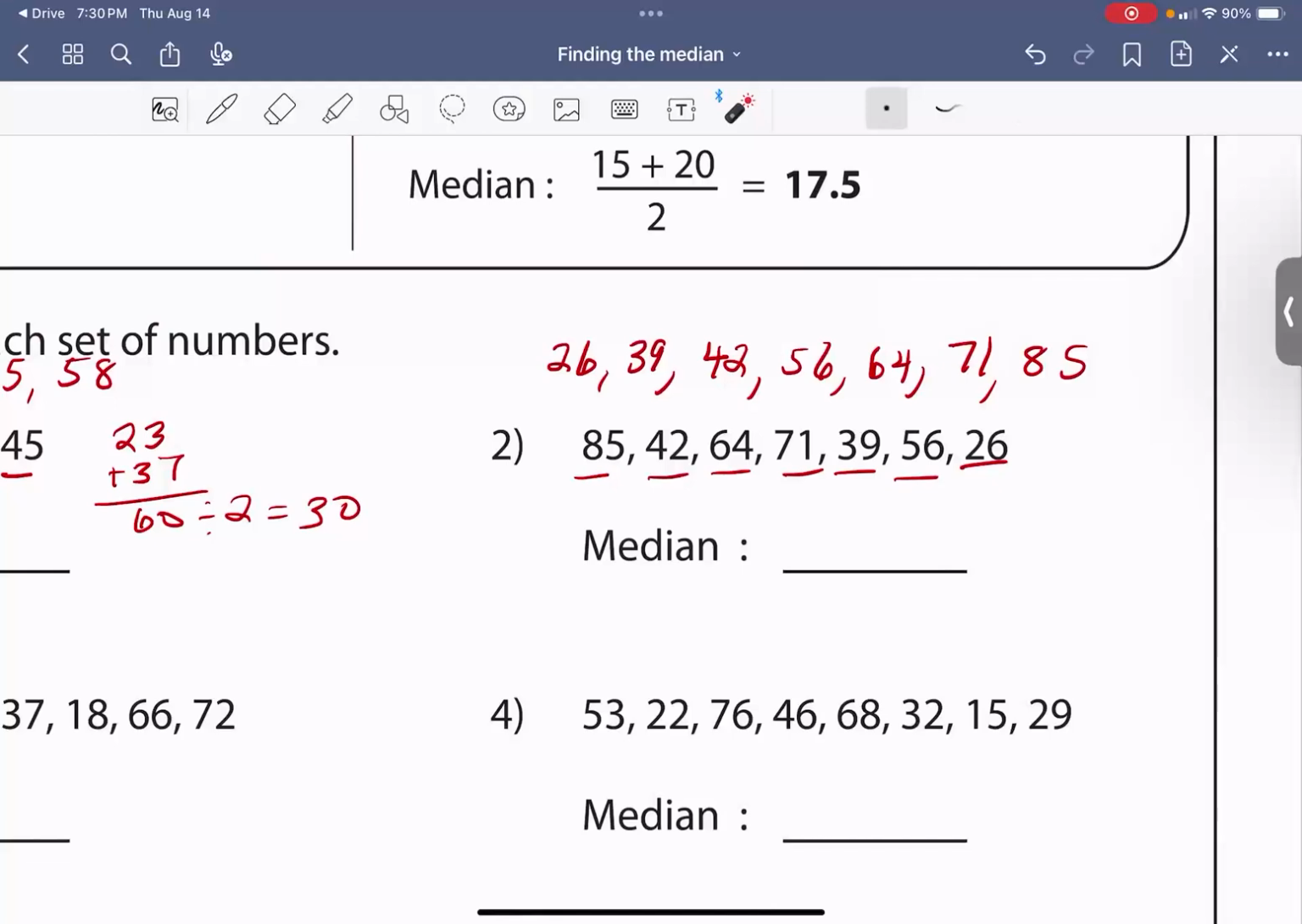So now I'm going to see how many numbers I have. I have 1, 2, 3, 4, 5, 6, 7. So I have an odd amount of numbers in this set. So I'll just find the number in the middle. And the number in the middle is 56. So 56 is the median.